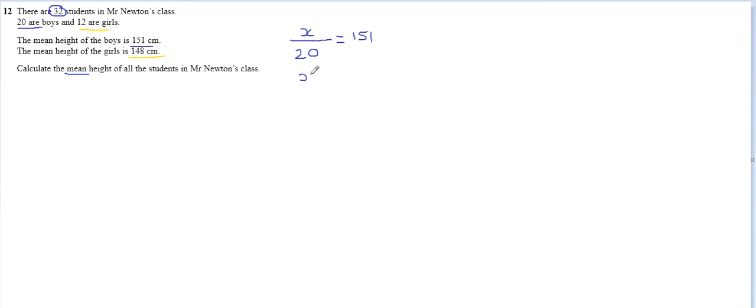So we can quite easily work out what that total of all the boys' heights was. So if we times this by 20, we're going to double it, so that's going to be 302, and times it by 10, so that is the height of all the boys. Okay, I'll just put that in there. That's the height of the boys in total. So I'll put total there.